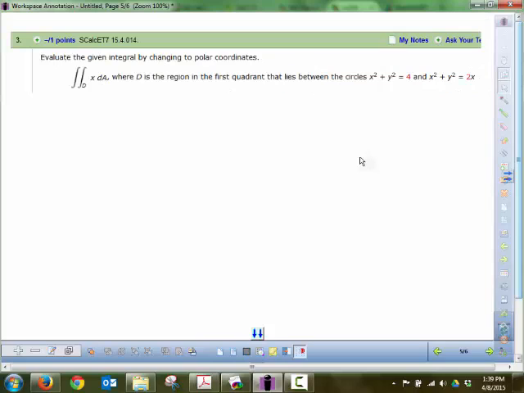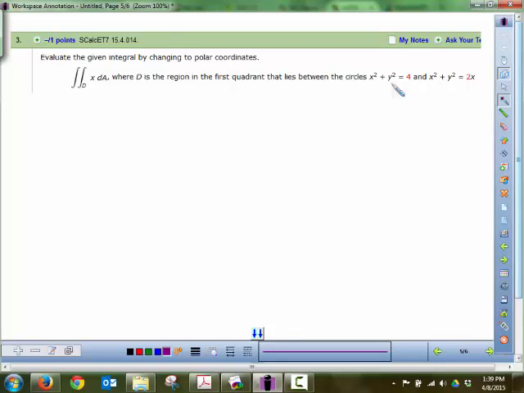So we want a double integral of x dA, where D is a region in the first quadrant that lies between these two circles. So the first circle looks like it's easy to deal with. I know what that is. The second circle, I don't know what that is.